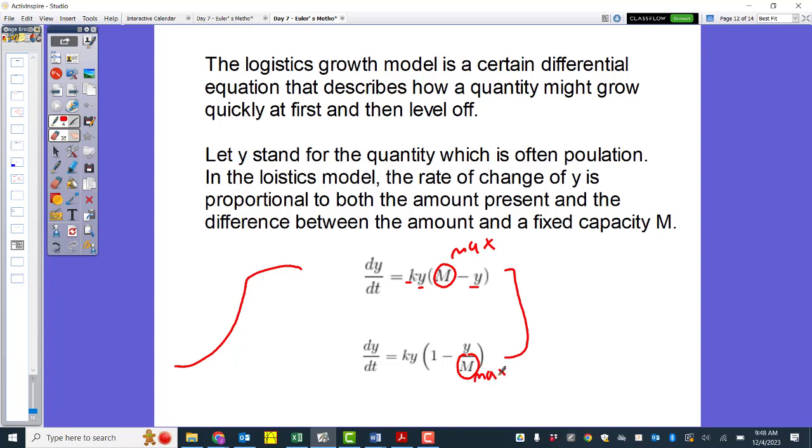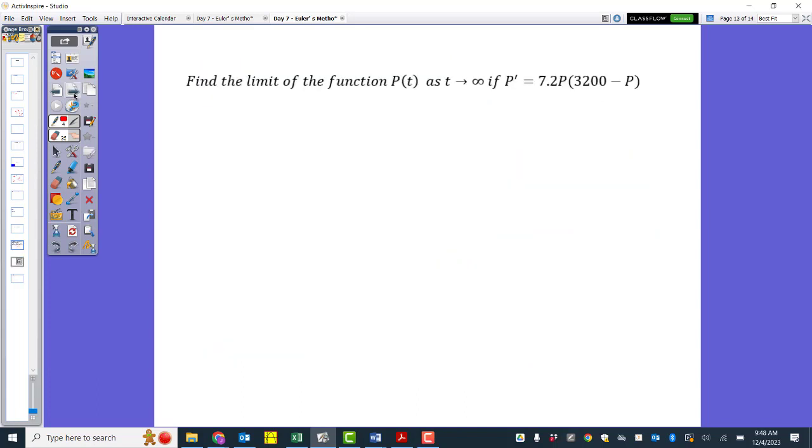M is our max. These problems really try to do a lot to trick you and to make you think they're not as easy as they are. So you'll see something like this. Find the limit of the function p of t as t approaches infinity if p prime is equal to this. Well, if we rewrite this slightly, and instead of saying p prime, say dp over dt equals 7.2p times 3200 minus p. Well, this is just a logistic growth problem where p is our y, 7.2 is our k, and that would leave 3200 because p is by itself.